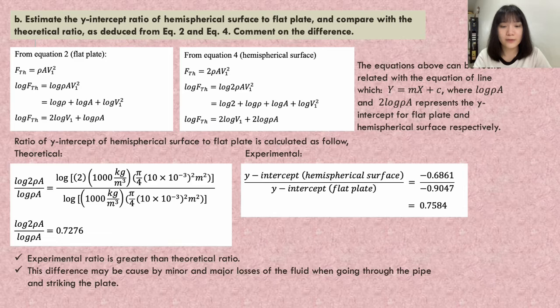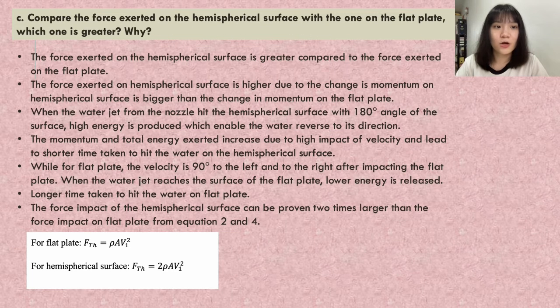Part C is comparing the force exerted on the hemispherical surface with the one on the flat plate, which one is greater and why. The force exerted on the hemispherical surface is greater compared to the force exerted on the flat plate. The force exerted on the hemispherical surface is higher because the change in momentum on the hemispherical surface is bigger than the change in momentum on the flat plate.